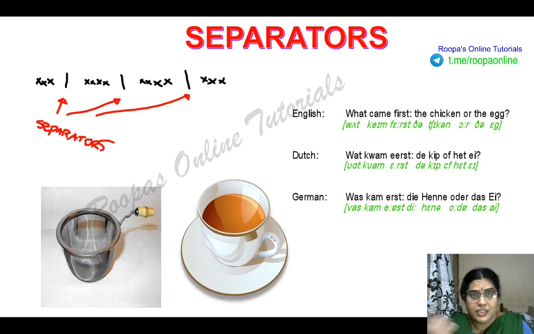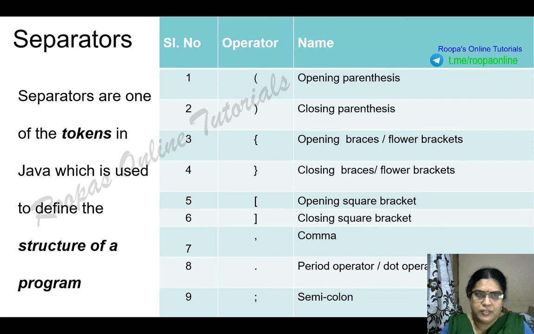So likewise in Java also, we have some symbols which are known as separators. They are the tokens in Java which are used to define the structure of a program. So we have to write the program in a particular way. As I told you earlier, we have the keywords which we use to write the program. So there is a particular format while writing programs in Java. For that, we should know these separators. These brackets, which we commonly call brackets everywhere, are known as opening parenthesis. There are 9 separators.